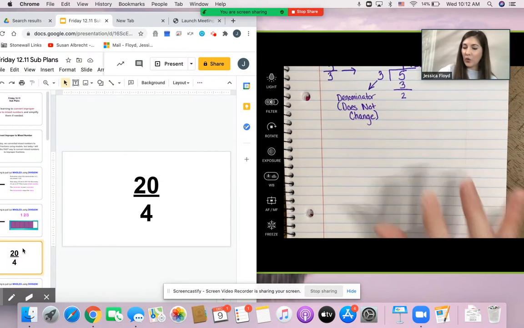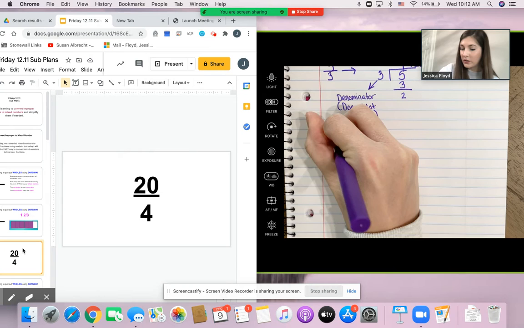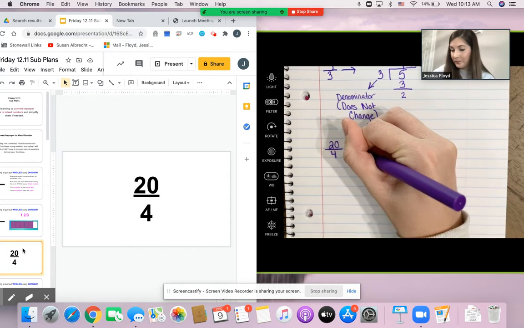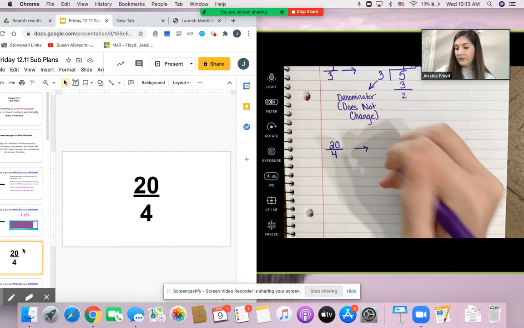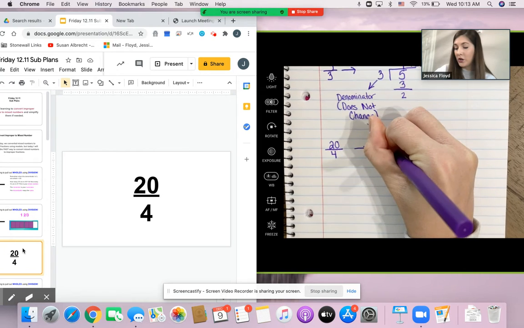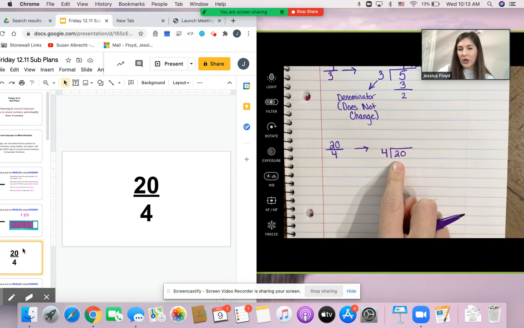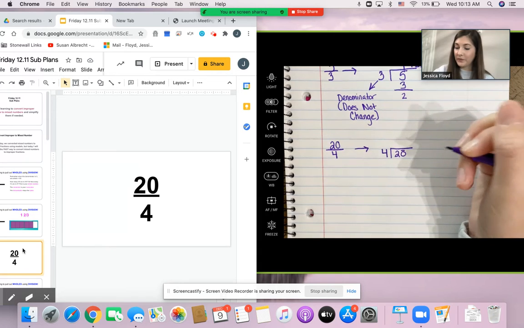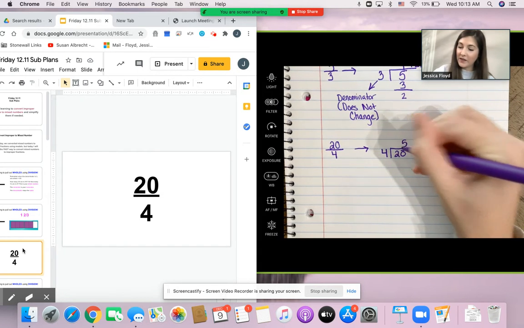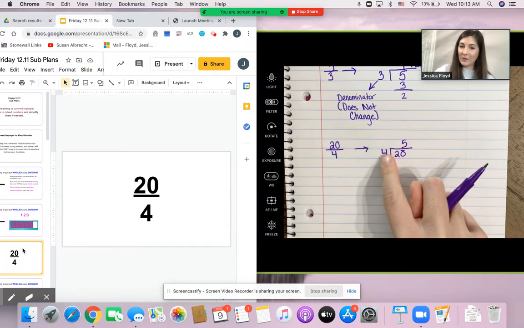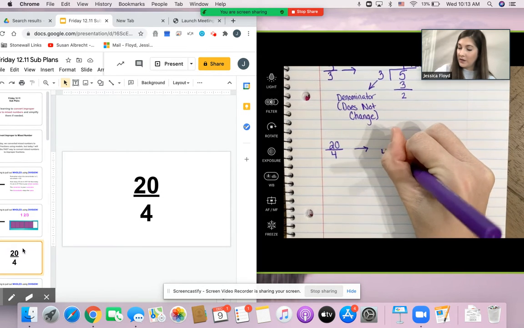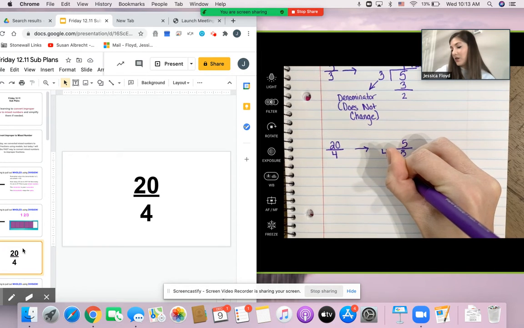What if I have 20/4? Well, I'm going to use division to help me. So how many times can 4 go into 20? Well, can 4 go into 2? 4 is bigger than 2, so it cannot go into 2. But 4 can go into 20. 4 can go into 20 5 times. 5 times 4 is 20. And I do not have a remainder.